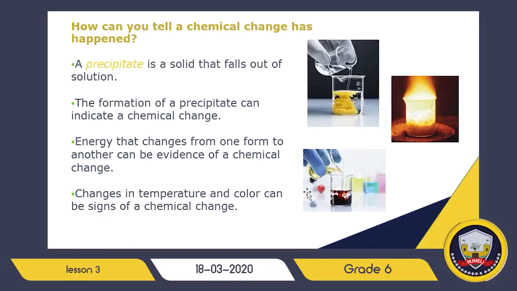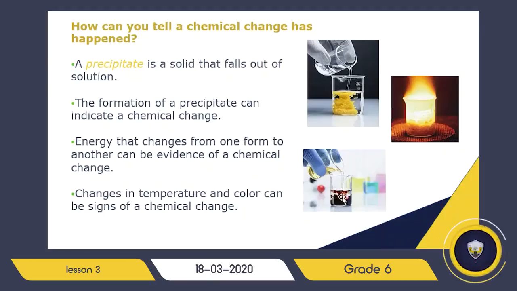As we can see here, after we mix this yellow solution with the solution in this beaker, we can notice that the transparent solution converts into a red or a dark brown color. Also, the production of heat or temperature during chemical reaction is also a very important sign of chemical change.